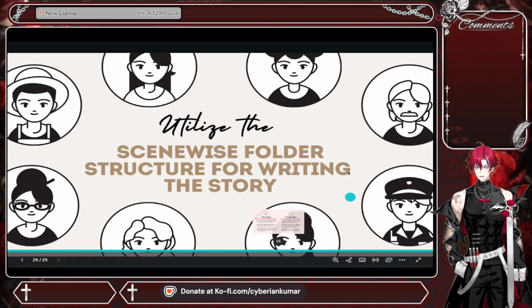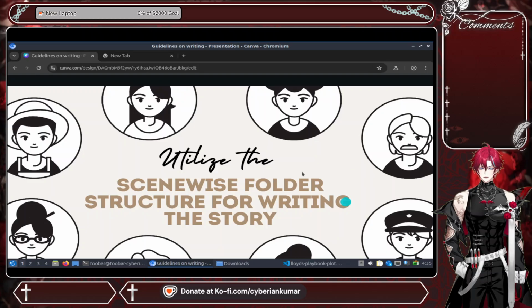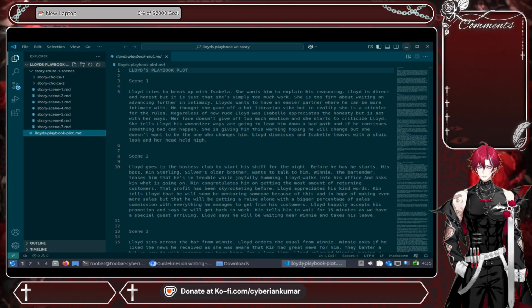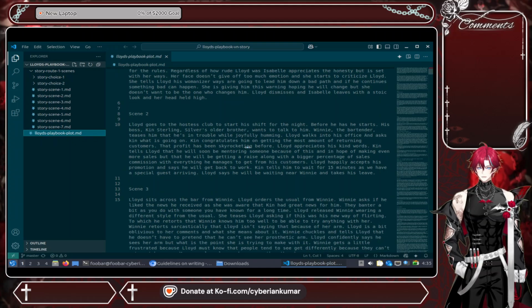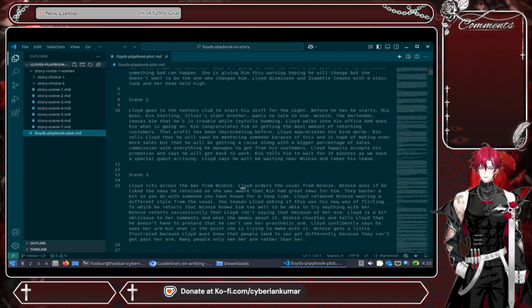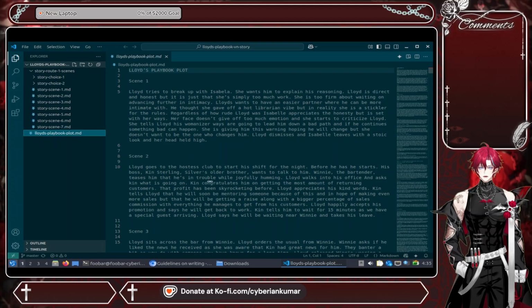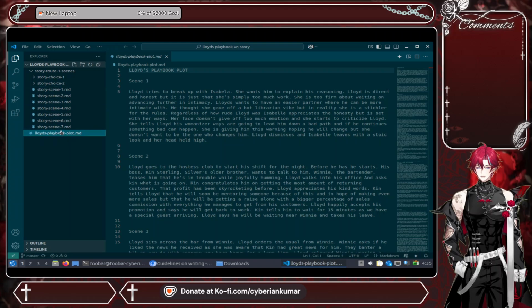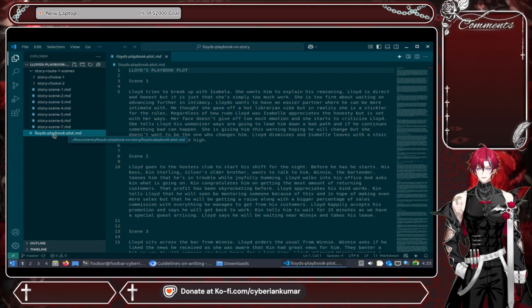I'll show you. Hold on. This is the current project I'm working on. This is the Lois playbook. So this is the plot in here. The plot stays in one document. You could write it in different documents as well, like you could split the document itself. I haven't done this for the plot because I figured out this technique at a later stage, after we had basically gotten the plot.